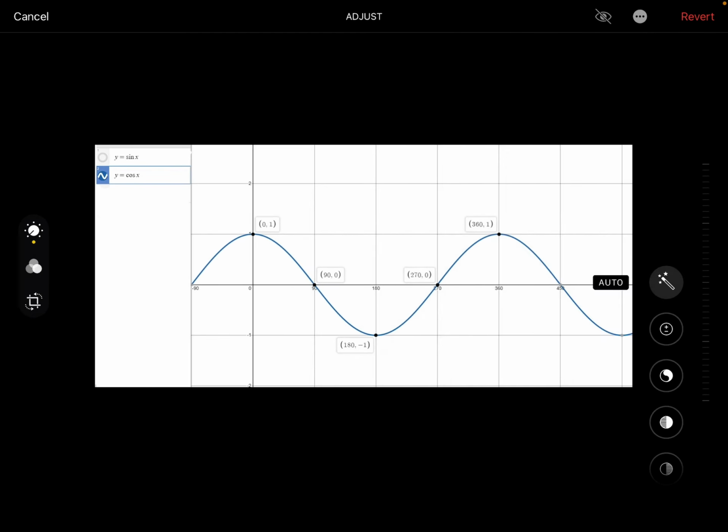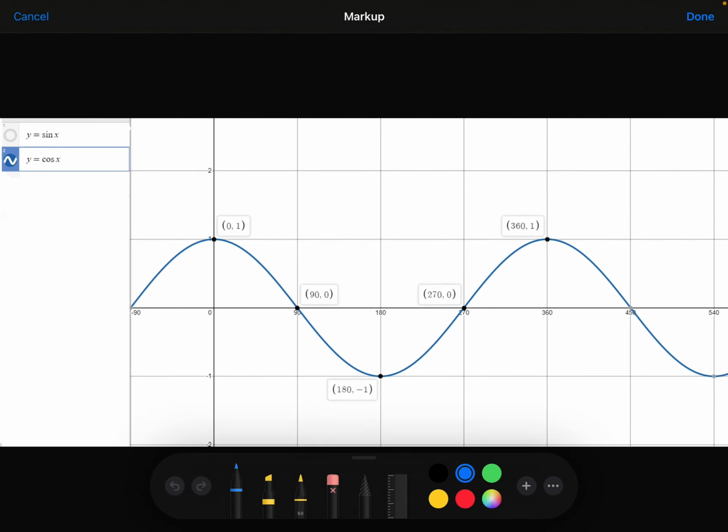Similarly, we are used to the graph of cos x. It has roots at 90 and 270. It has a maximum of 1 when x is either 0 or 360. And it has a minimum of -1 when x is 180.